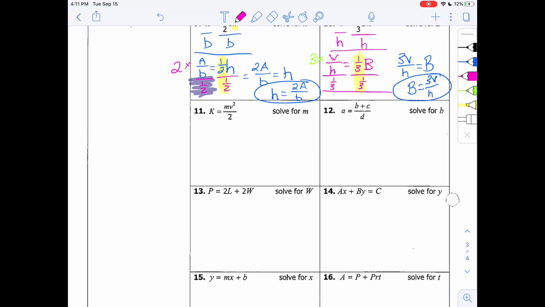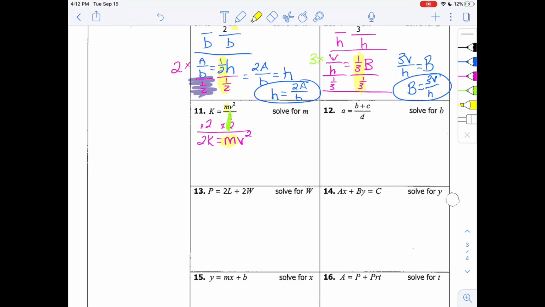On number 11, we want to solve for M. That means we have to get rid of V, we have to get rid of the squared, and we have to get rid of the divide by 2. I'm going to go ahead and start by getting rid of the divide by 2. The opposite of dividing by 2 is to multiply by 2. 2 times K is 2K equals, dividing by 2 and multiplying by 2 cancel out, so you're just left with M V squared. And remember, we're trying to isolate the M.